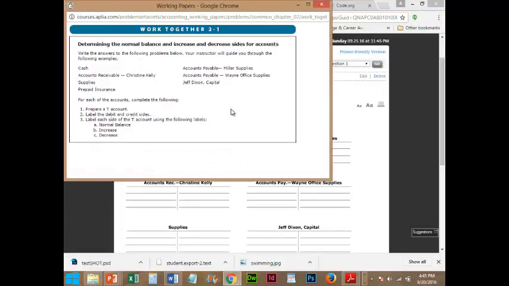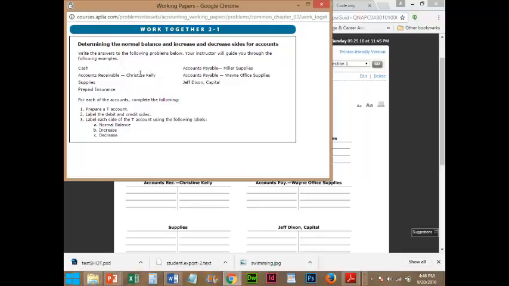As we read our instructions, it tells us, here's our chart of accounts. So that was one of our vocabulary words. A chart of accounts is just the list of accounts that a business uses. And the chart of accounts can be different between two businesses, just depending on what that business needs and what kind of liabilities it has, what kind of assets it has. The chart of accounts can look different from one business to another.